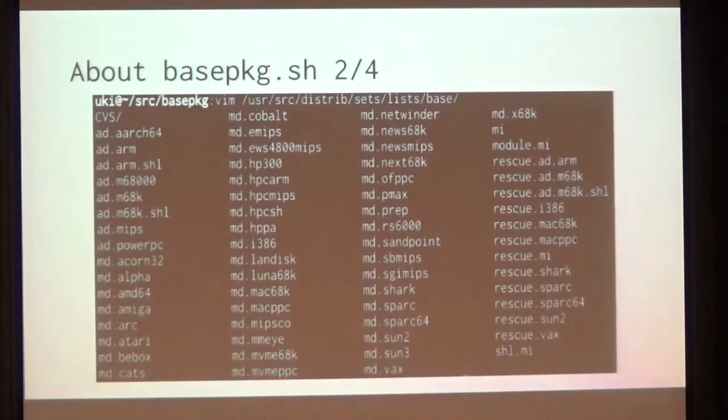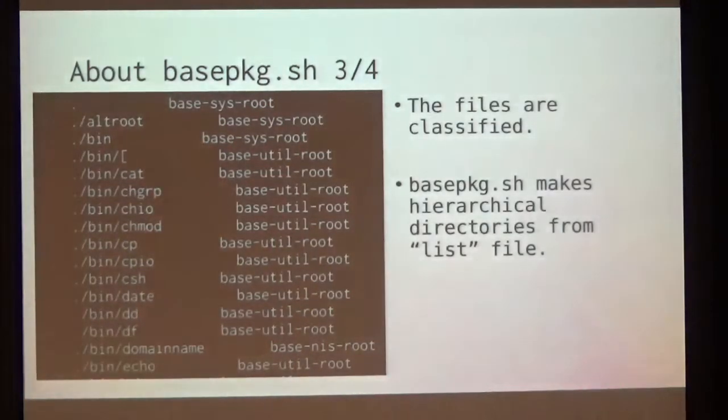Originally, these files were used by the syspkg mechanism. The files are classified. This picture is part of the MI file of base. The altroot directory is categorized in the base-sysroot package, and for example the cp command is categorized in the base-util-root package.